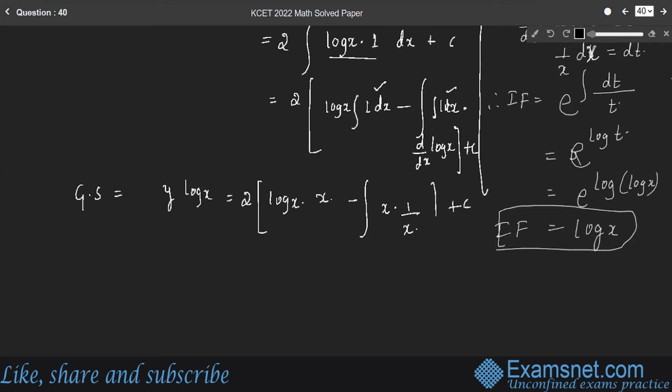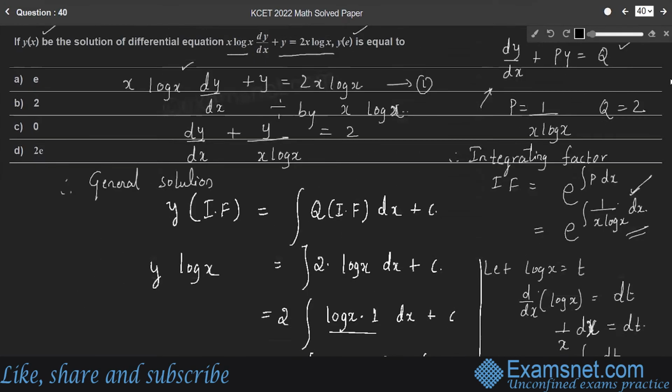Plus c. Here x and x will get cancelled. Here this is with respect to x. Integration of this term: integration of 1 dx into derivative of log x with respect to x. Therefore, it is integration of 1 with respect to x. Therefore, y log x is equal to 2 into x log x, or log x into x, minus integration of x with 1 with respect to x, which is x plus c, right?